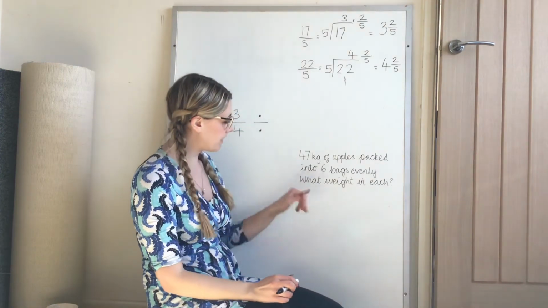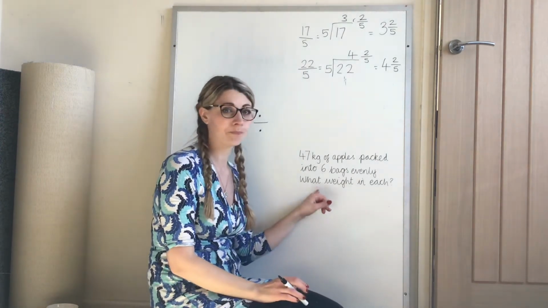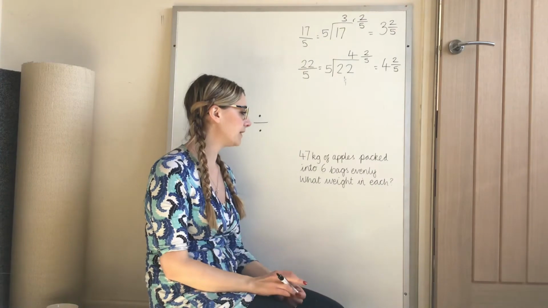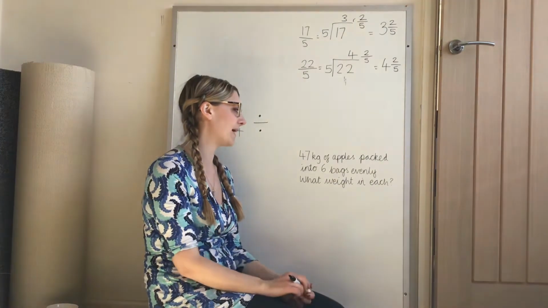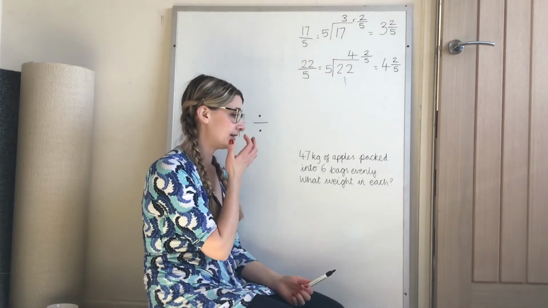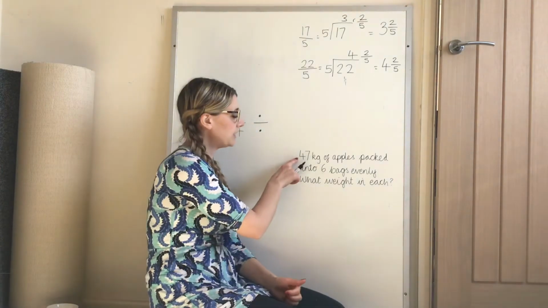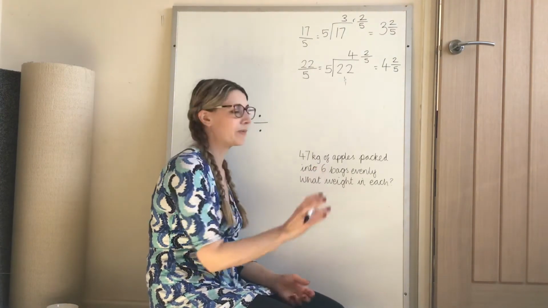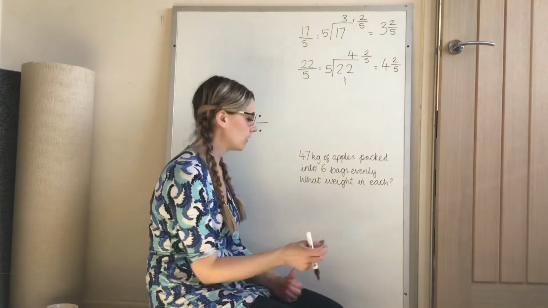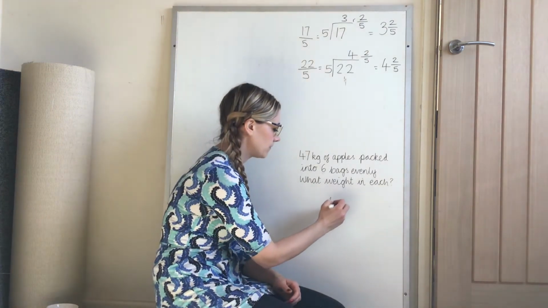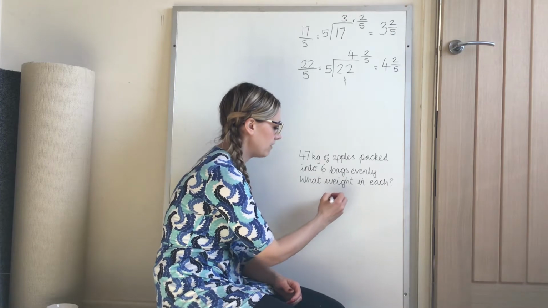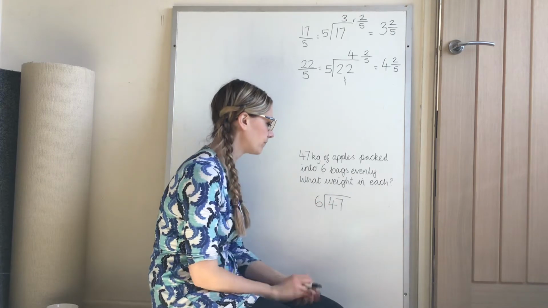So using that method, we're going to have a go at a word problem. So we have here 47 kilograms of apples are packed into 6 bags evenly. What weight is there in each bag? So we're going to take that 47 and we're going to share it between 6 bags. So we're going to do 47 and we're going to share it between 6.